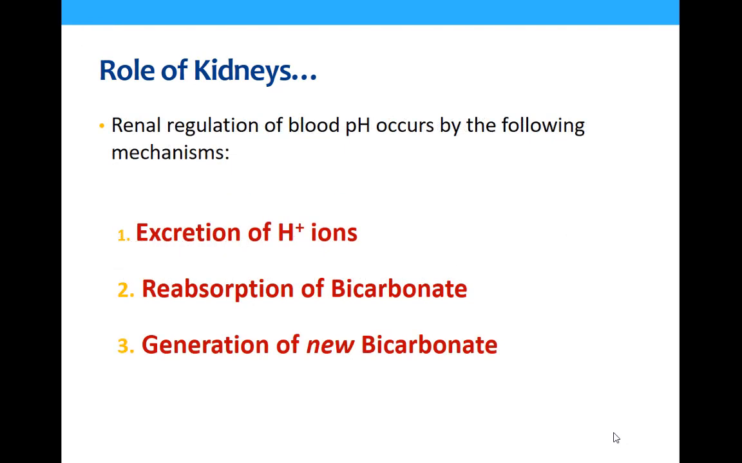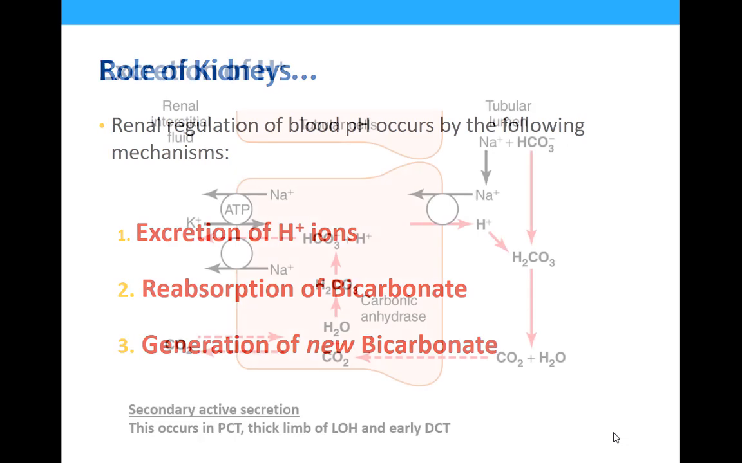Now what do kidneys do? Three mechanisms kidneys employ. They can either excrete H plus ion, they can reabsorb bicarbonate, or they can even generate new bicarbonate. When you say reabsorb, it means the bicarbonate was in the blood, it got filtered into the tubules, and then it got reabsorbed and went back. It's the same molecule. But kidneys can also make new bicarbonate, which was not there in the blood, so kidneys are contributing new molecules of bicarbonate to the blood. So I'll show you some examples of this.